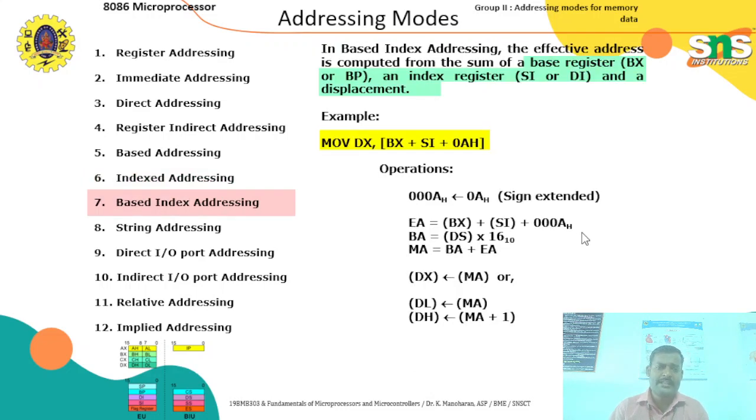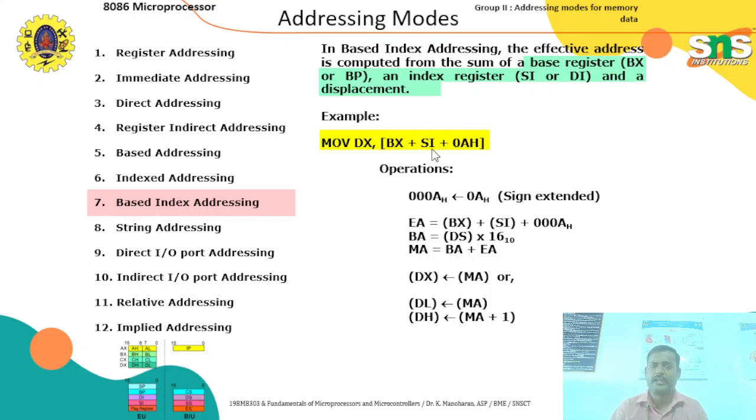The next one will be the based index addressing mode. We have seen the based addressing mode and the indexed addressing mode. Combining these two, we create an addressing mode, that is the based index addressing mode. Here we use two registers: one is a base register and another is an index register, and then we can use an offset also. Look at this example. MOV DX, [BX + SI + 0AH]. Here BX is the base register, SI is the source index register, and 0A is the displacement value. All these three values will be added and this will be considered as an offset address.